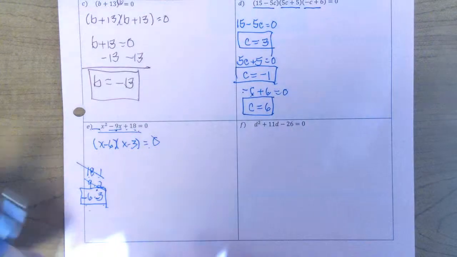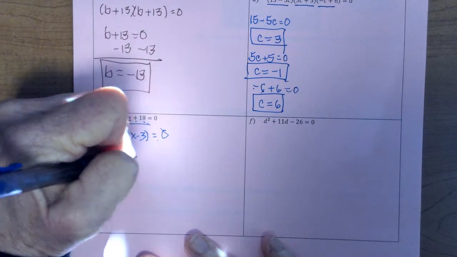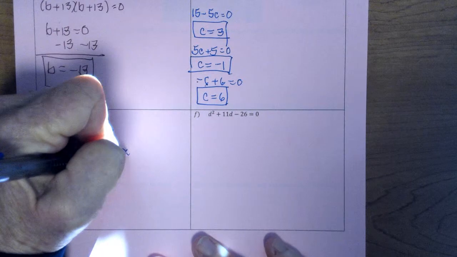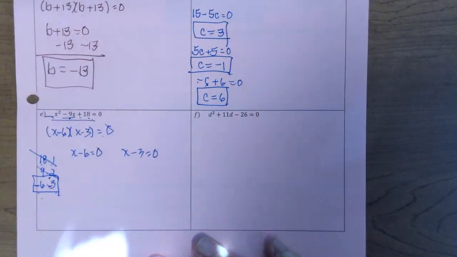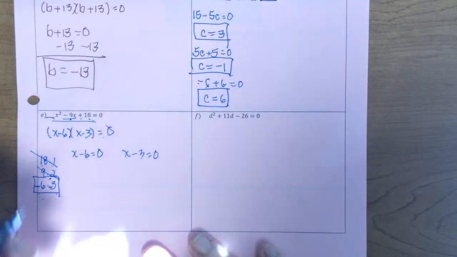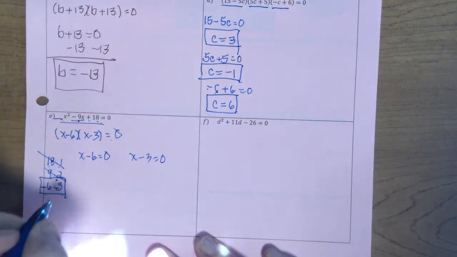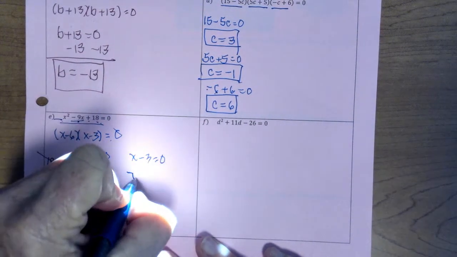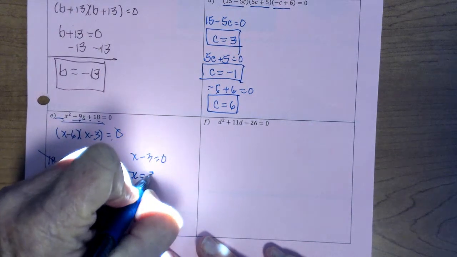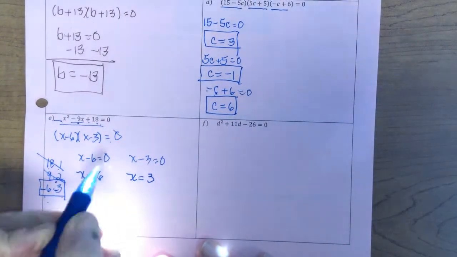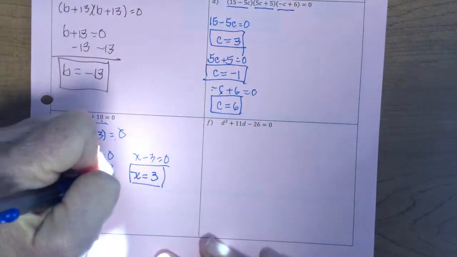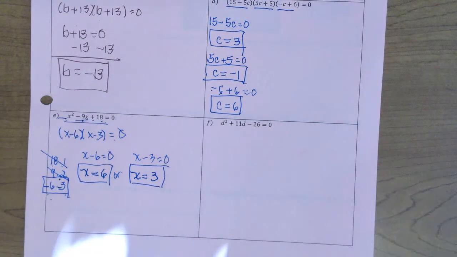In order for me to solve, I'm going to take each factor, x minus 6, set that equal to 0, and now I'm going to put x minus 3 is equal to 0, and I'm going to continue to solve. Solving for x gives me that x is equal to 6, or that x is equal to 3. Because either one will make one of my factors 0. So you can put or. Again, if you don't write or, it's okay.